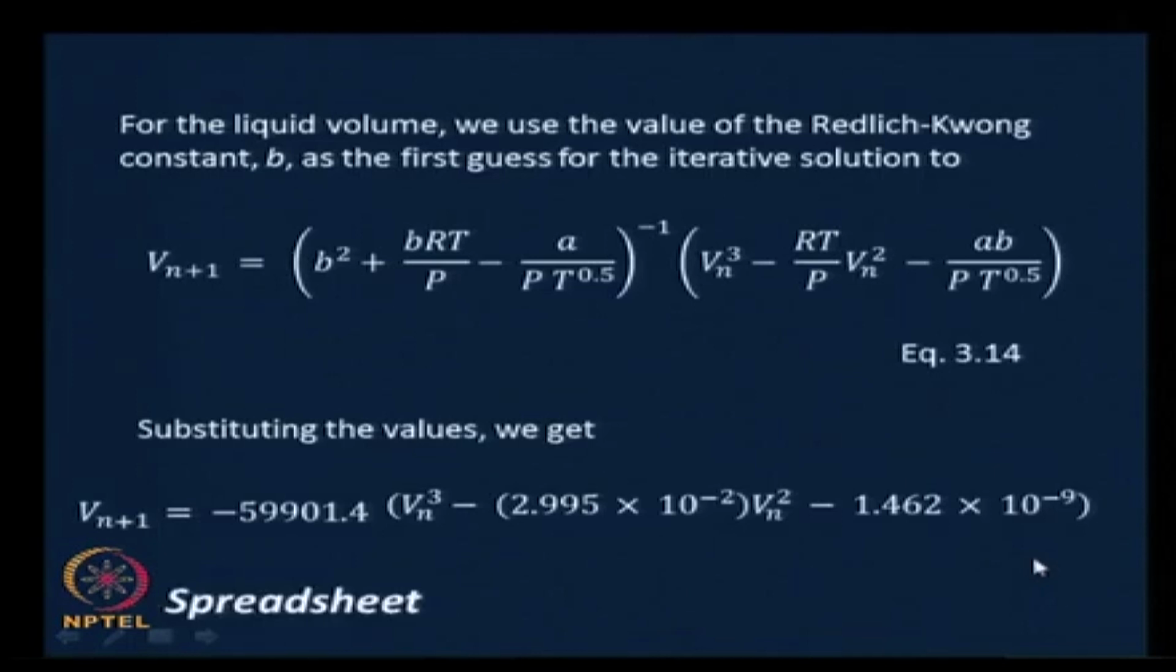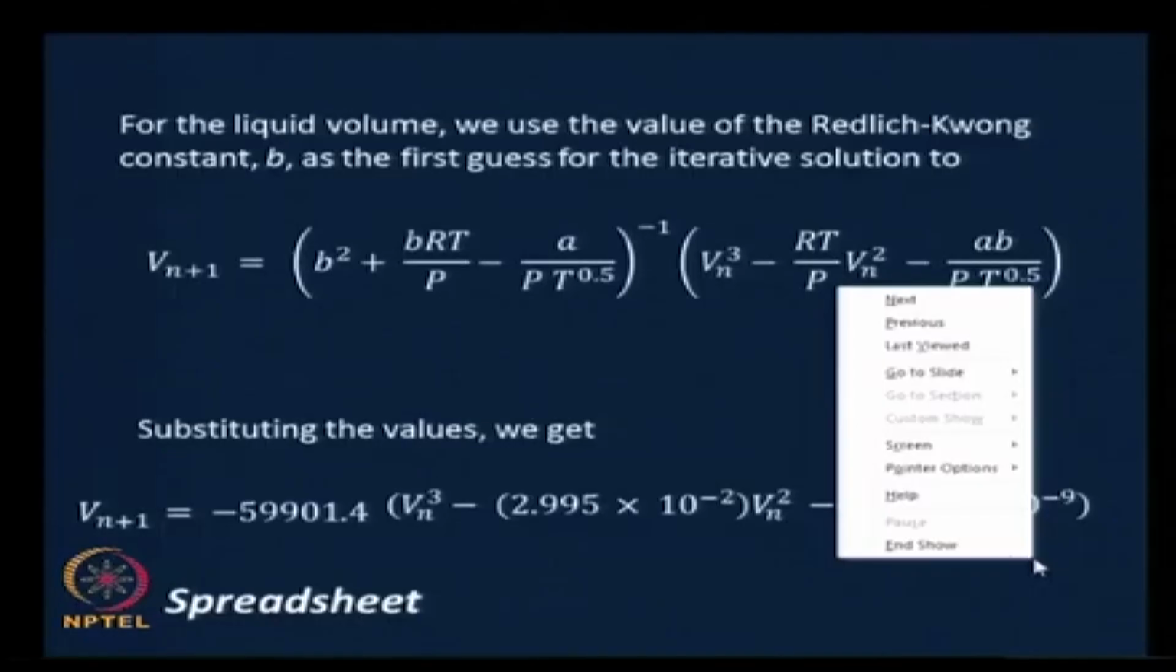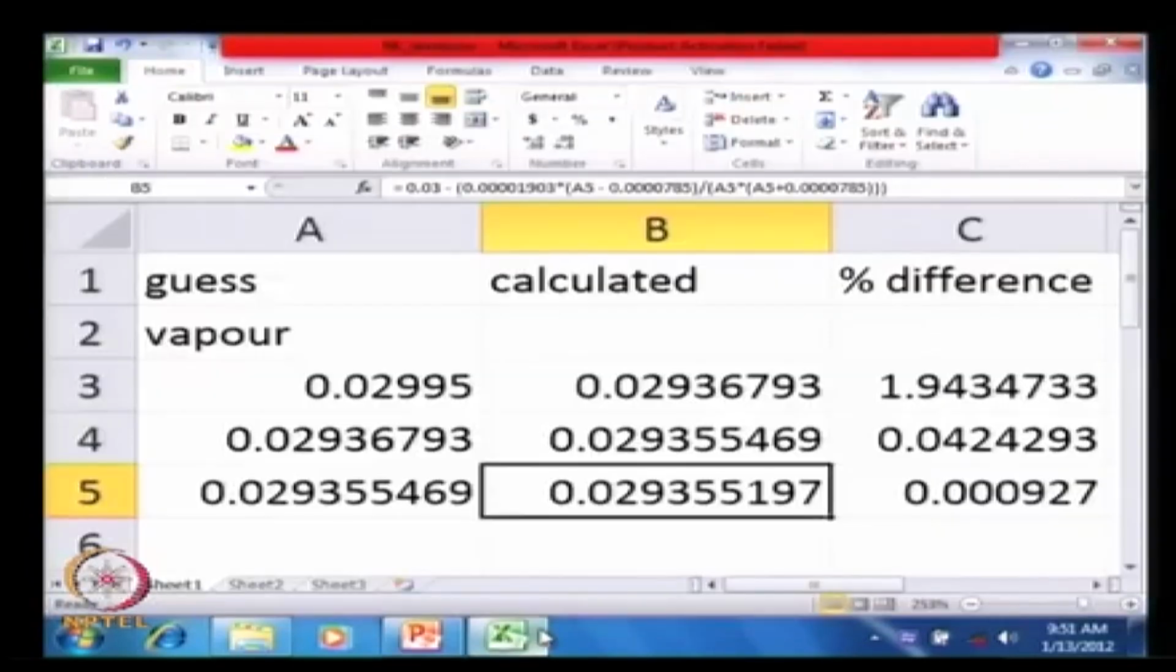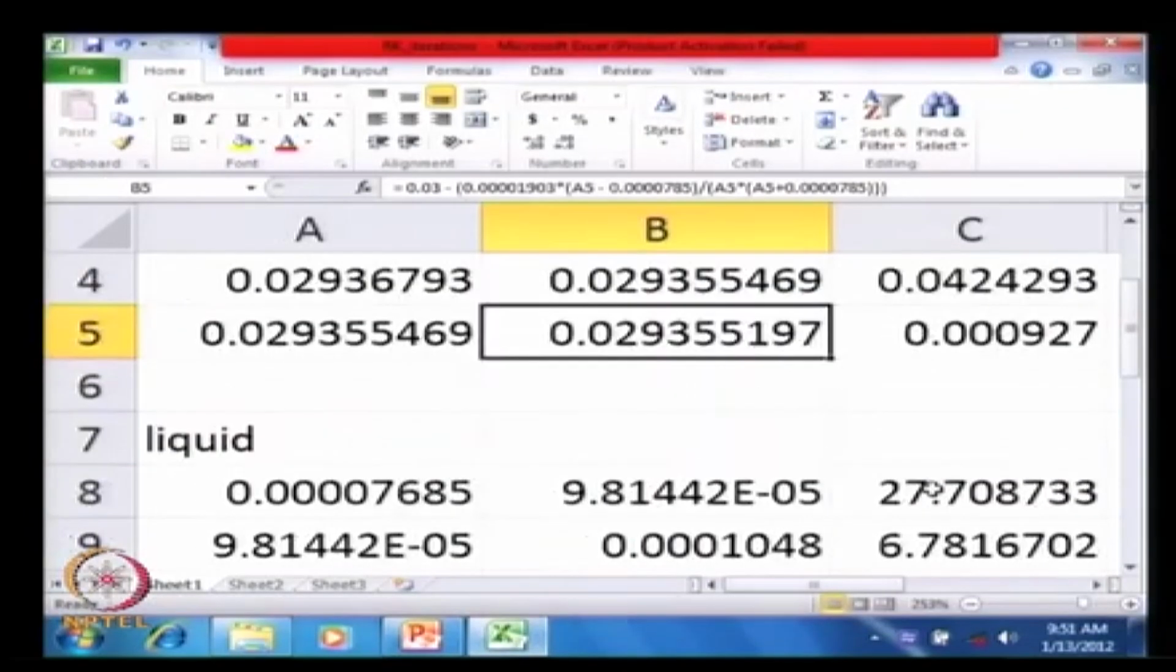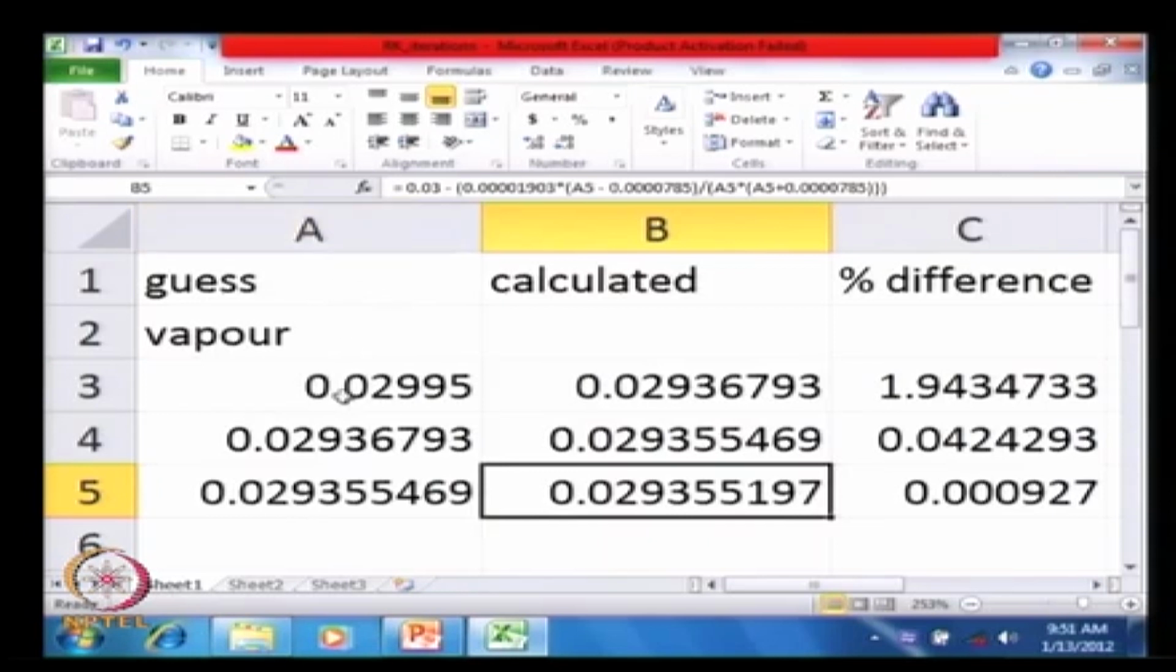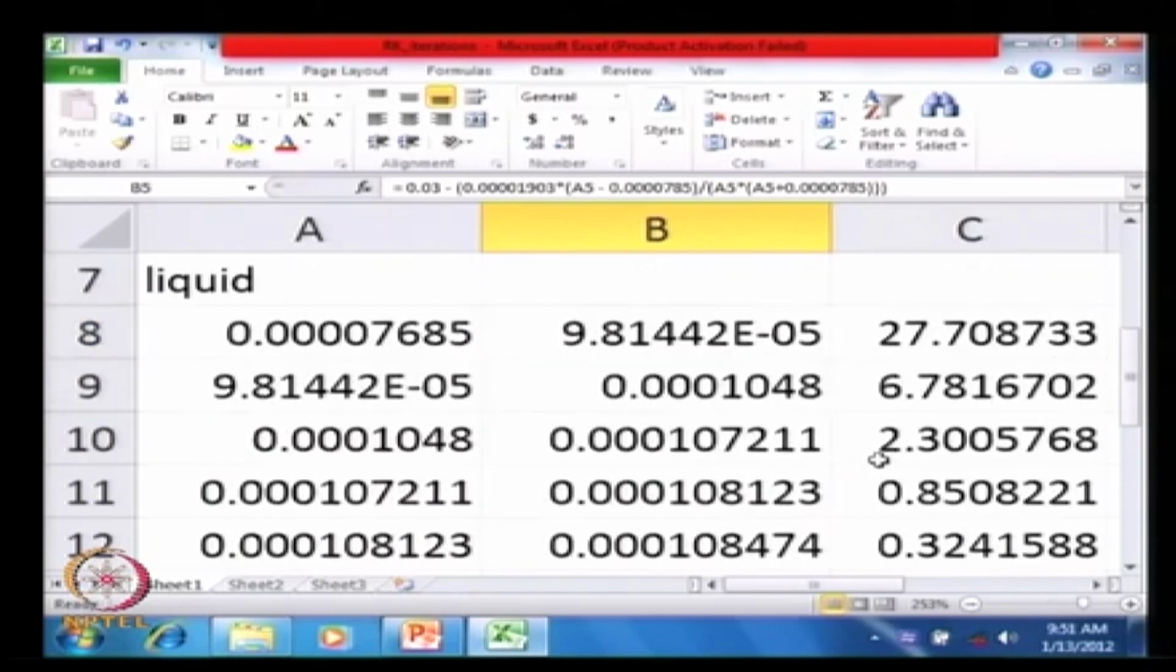Now let us look at the spreadsheet that I have. You can compare it with the spreadsheet that you have. The first column is the guessed value, the second column is the calculated value, the third column is the percentage difference. These are the vapor values. Now let us look at the liquid values. First B, 0.00007685, and then the calculated value is 9.81 into 10 power minus 5. The percentage difference is 27.7.